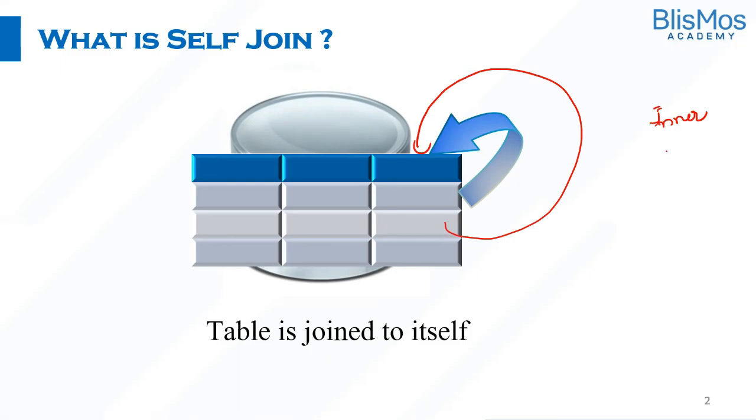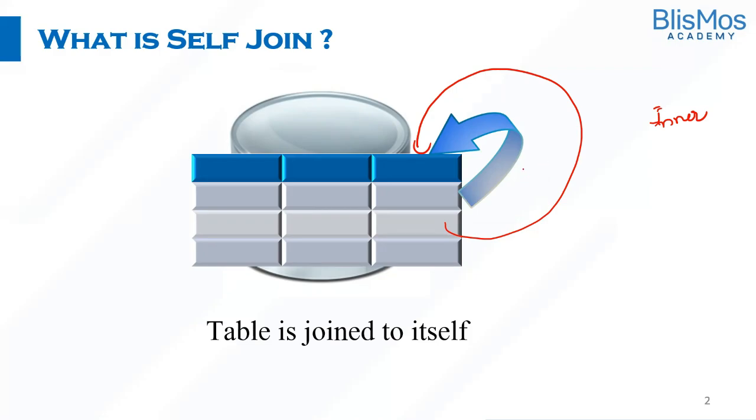In our previous videos, we have seen other types of joins like inner joins, outer joins, where we would need two tables to perform joins. In this case, we are talking about the self join. Self join is joining between the two copies of the same table.